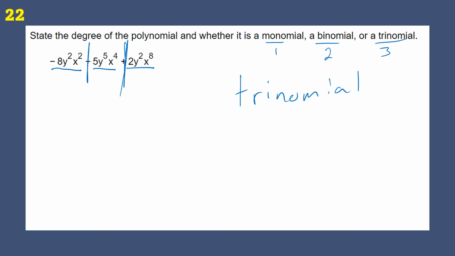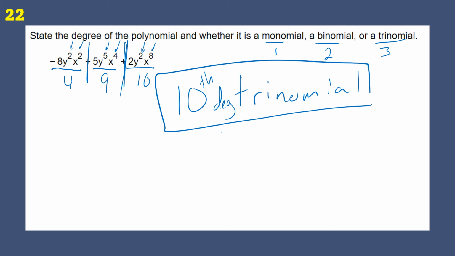The other thing we need to answer is the degree. So we're going to look at the degree of each term. That is the total number of exponents on variables. We have 2 plus 2, a degree of 4. 5 plus 4 is a degree of 9. And 2 plus 8 is a degree of 10. And so my largest degree is 10. So we're going to say it's a 10th degree trinomial. We always just pick the largest term when it comes to the degree of a polynomial.